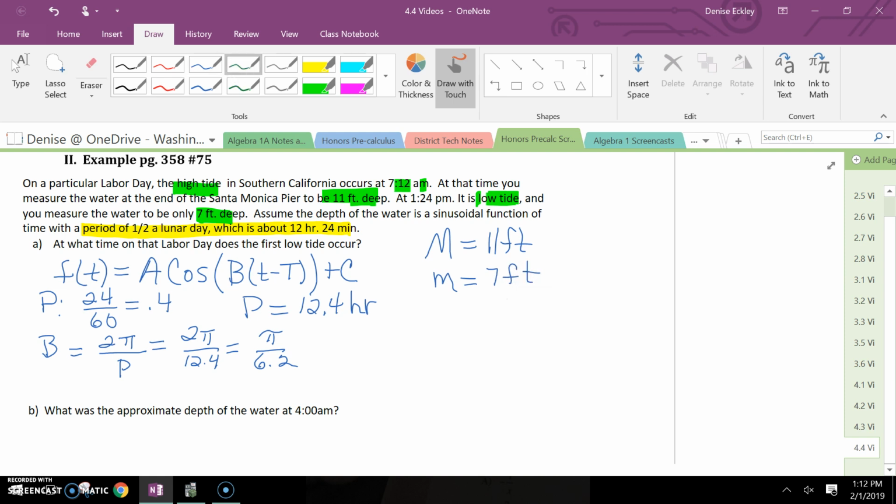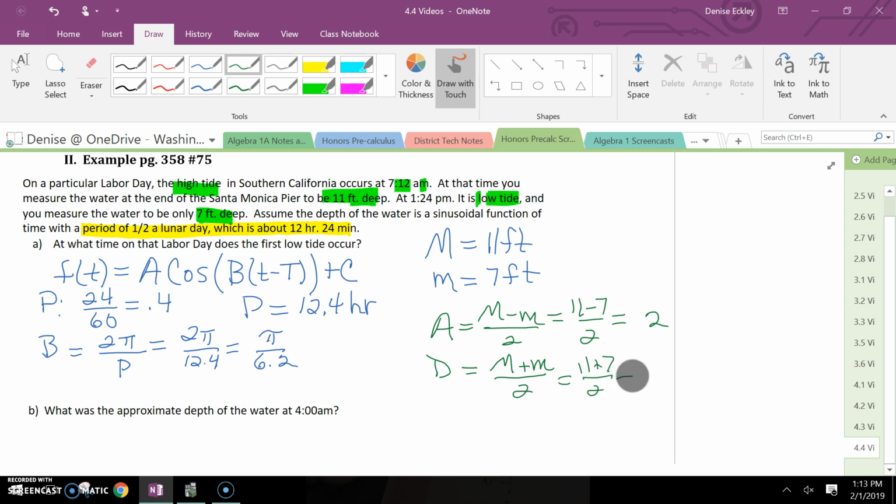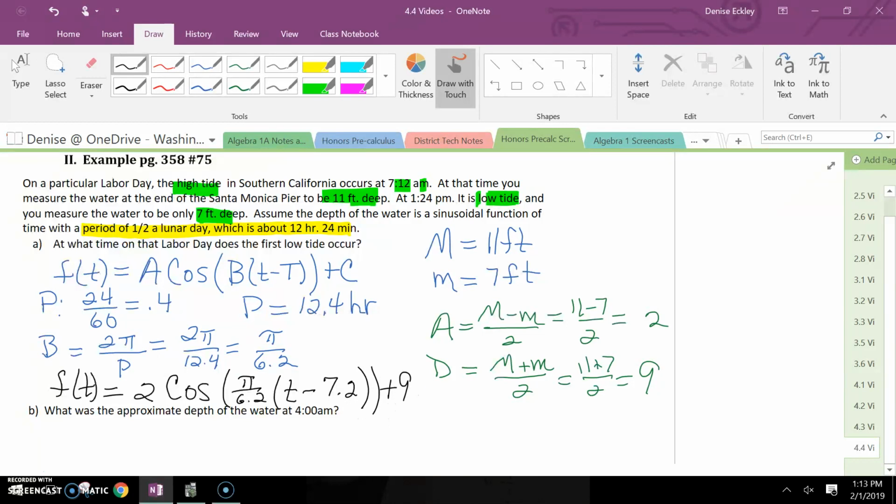Now A is defined as taking your capital M minus your little m and dividing by 2. So we're going to have 11 minus 7 over 2, which is 2. Then our vertical shift is found by adding our max and our min and dividing by 2. So we're going to have 11 plus 7 over 2, so we get 9. Now we can write our function because we have all the values for it. So our f of t is going to be 2 times the cosine of pi over 6.2 times t minus, and the time we're going to use here is the 7:12 a.m. If I convert that into hours as well, we're going to get 7.2, and then we have our plus 9 here. So now we can finally answer part A, which is: at what time on Labor Day does the first low tide occur?